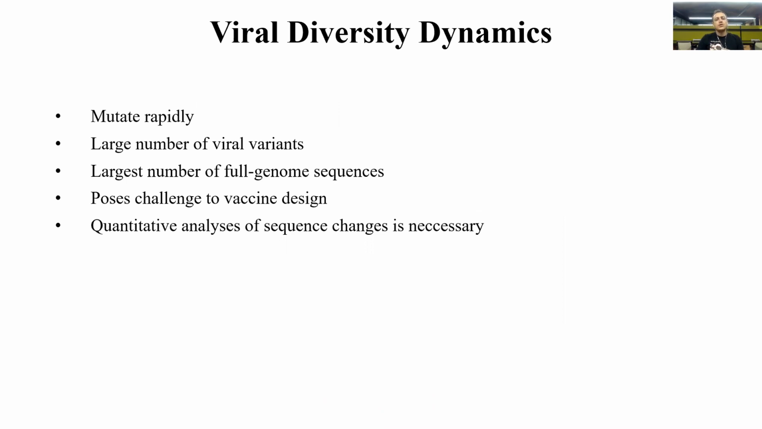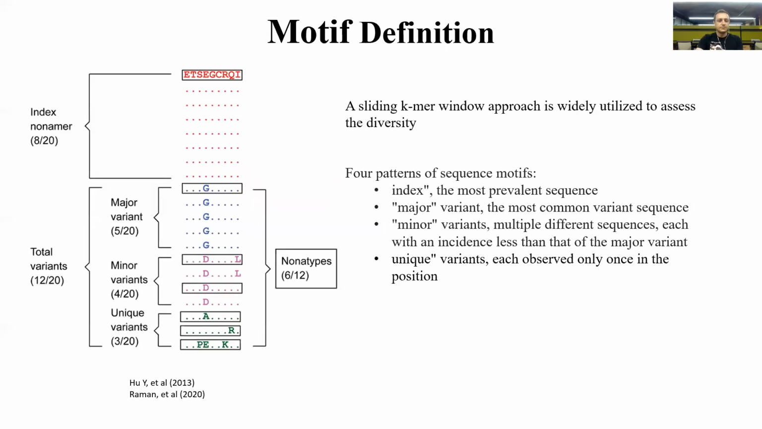Viruses, in particular those of RNA genetic material, mutate rapidly and thus can result in a large number of viral variants. And public databases are treasure troves of sequence data. Given the small genome size of these viruses, they represent an entity with one of the largest numbers of full genome sequences. The ongoing evolution and diversification of viruses poses challenge to vaccine and drug design and their diagnosis and surveillance. Thus, it is crucial to understand the diversity and the dynamics of viral sequence change.